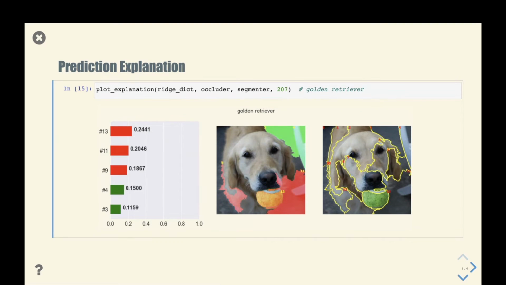But what if we try to explain any other class? So here we're trying to explain golden retriever.